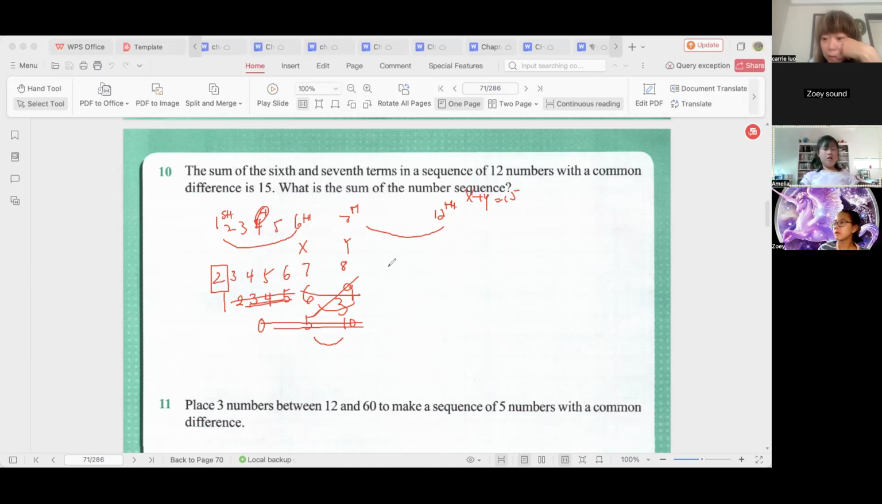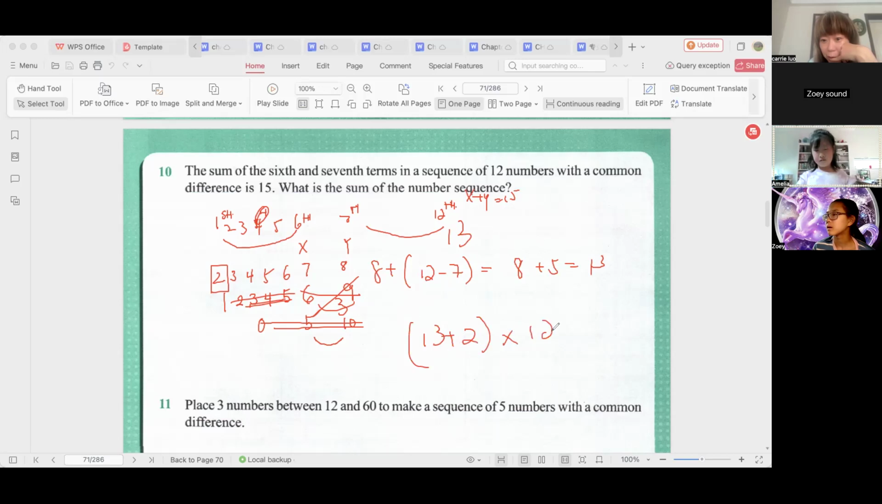Get it? So the last one is 8 plus what? 12 minus 7. So equals 8 plus 5 equals 13. So what is the sum of them? The first one plus the last one, times how many numbers, 12, and divided by 2. Get it, Zoe and Amelia?